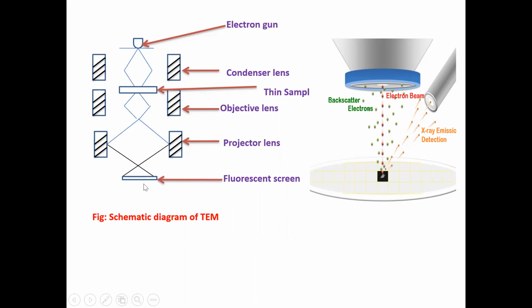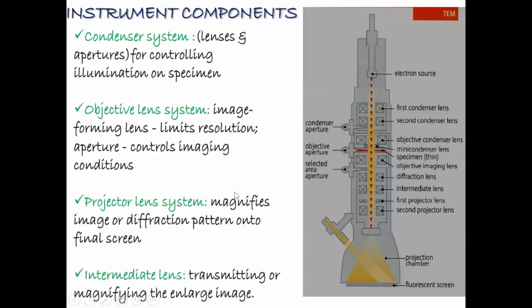Here is the difference: only the screen over here, the fluorescent screen, and the sample is placed at the center, but in SEM the sample is placed at the bottom. So this is the difference between SEM and TEM.